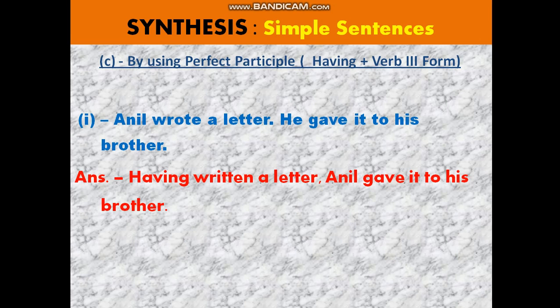We have used the third form of the verb write here, and we have used having before it. Having written, this is perfect participle. Having written a letter, comma, Anil gave it to his brother.